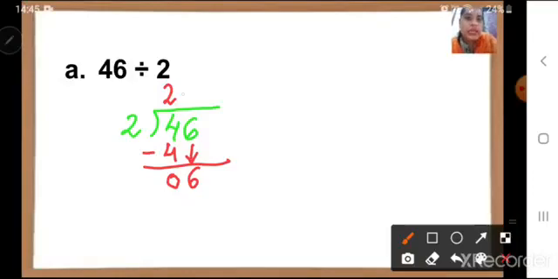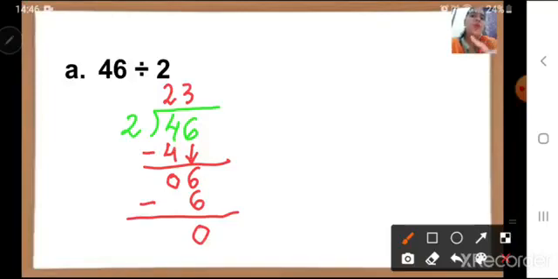So here I will write the next number 3. 2 threes are 6. Put a minus sign, subtract it. 6 minus 6, here it will be 0. So our remainder is 0. Is there any other number that we have to divide? No, there is no other number. So we will stop here. So our quotient is 23 and our remainder is 0.